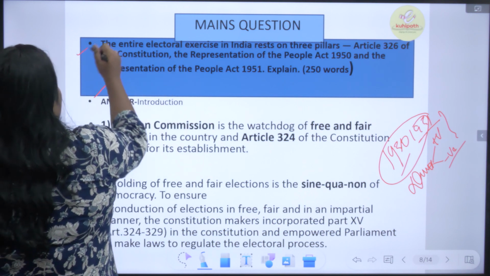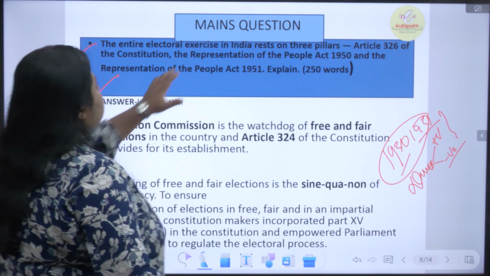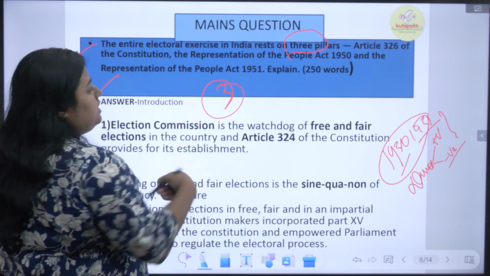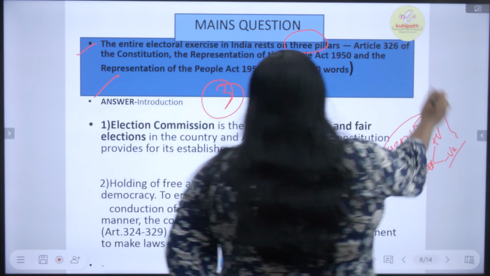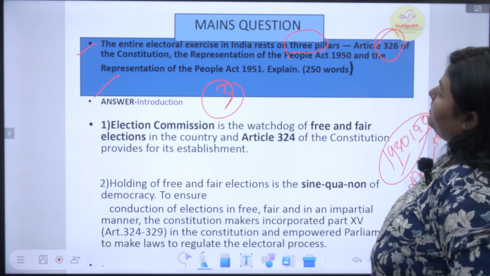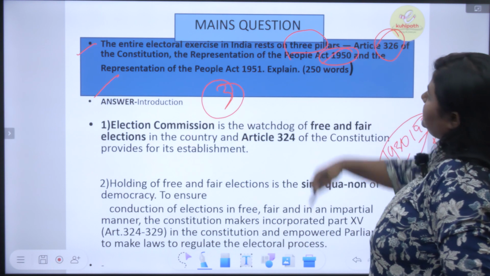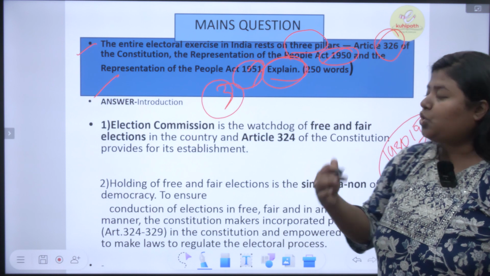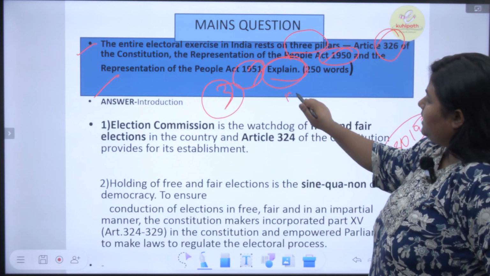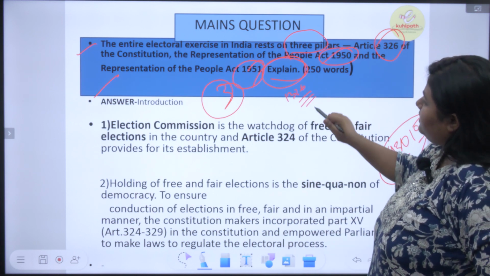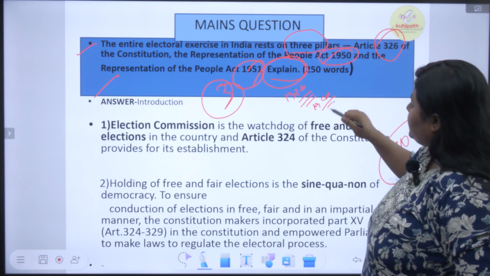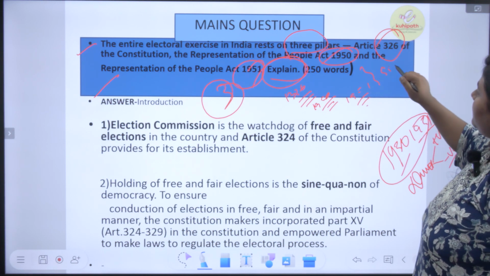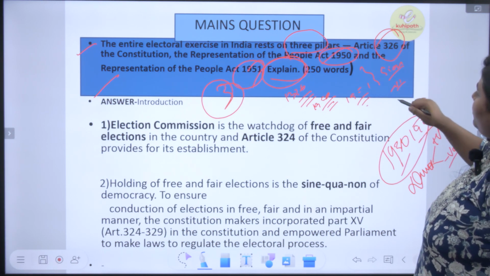Okay. So here our question is: the entire electoral exercise in India rests on 3 pillars. 3 pillars bili koise dei. We are talking about 3 pillars. Now let's see what the 3 pillars are: Article 326 we have talked about, and the Representation of the People Act 1950 and 1951. Fine. And we have said here explain. So we need to write 326, explain 1950, explain 1951, write some significance, है ना? Also try to write some negatives and way forward.